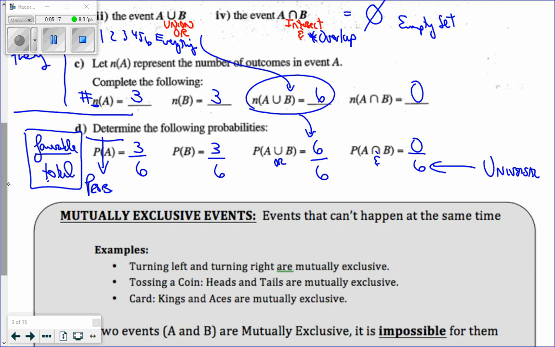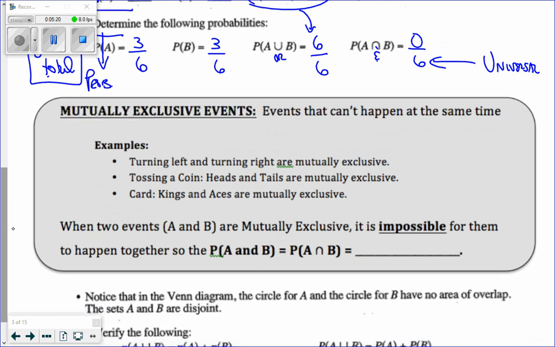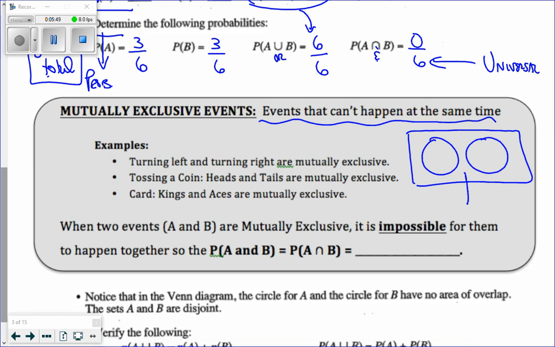So what are mutually exclusive events? These are events that cannot happen at the same time. Like when you pull up to a traffic light, it's not red and green at the same time. It's red or green. It can't be red and green. You can't be graduating and not graduating. You can't be pregnant and not pregnant. Okay? They're mutually exclusive. There's no overlap. So in terms of the Venn diagram, no overlap. Okay?